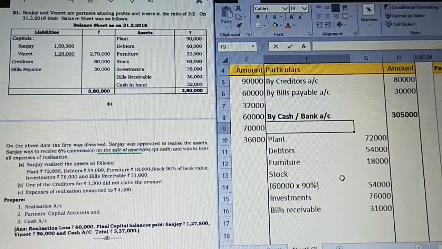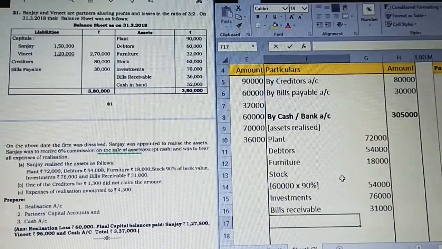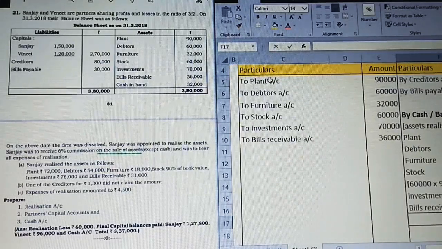So this has to be mentioned as assets realized. Yes, we have completed now. The first adjustment is over. Now let us just take up and observe how many items are here. 6 items. Is it equally taken up? Yes, we have. Just observe once.